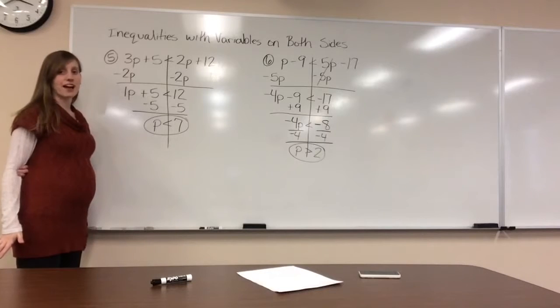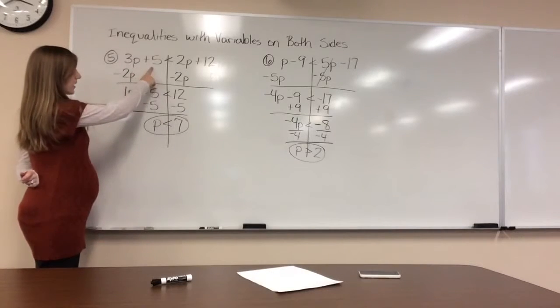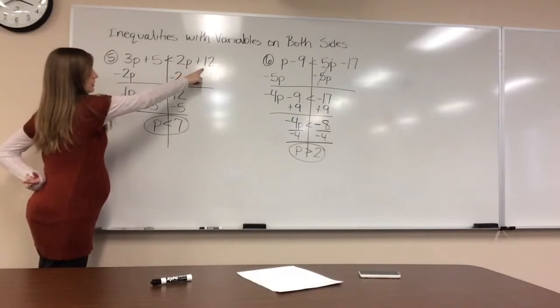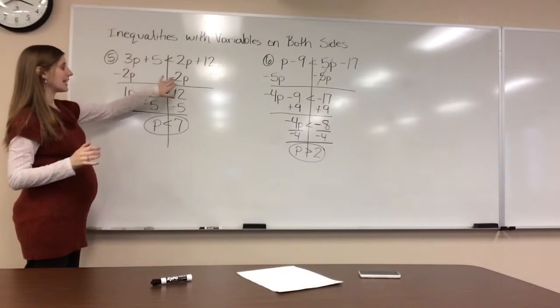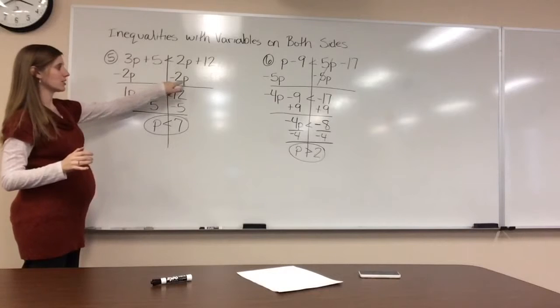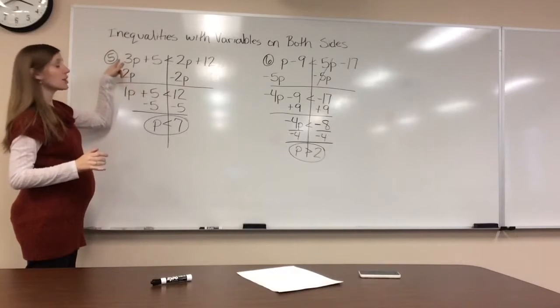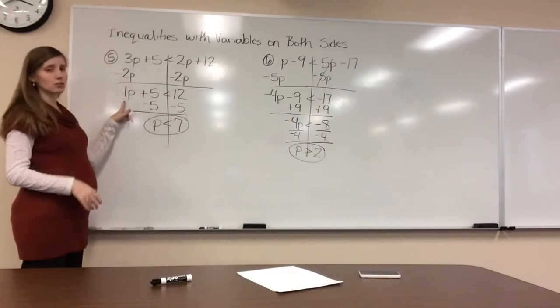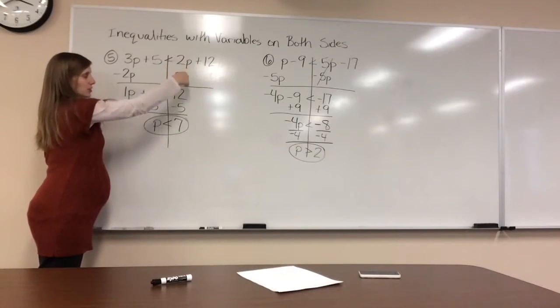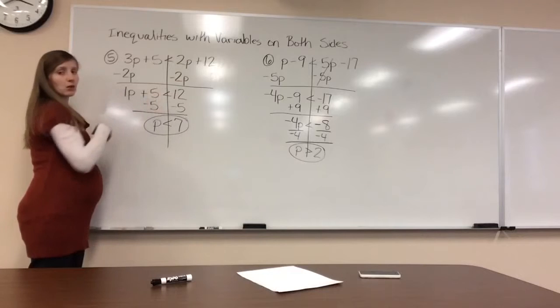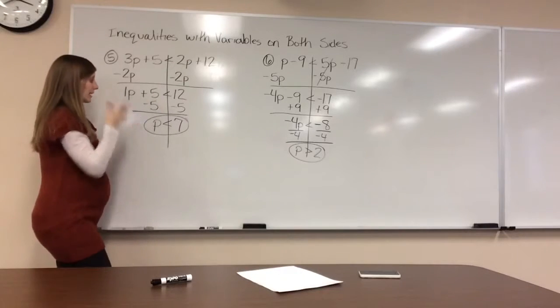For problem number 5, the inequality was 3p plus 5 is less than 2p plus 12. So the first thing I did was move the letter to the left. I canceled it out by subtracting 2p on both sides. 3p minus 2p is just 1p. The plus 5 and the 12 just came down. The 2p's canceled. I kept my inequality sign the same because I didn't divide by a negative.